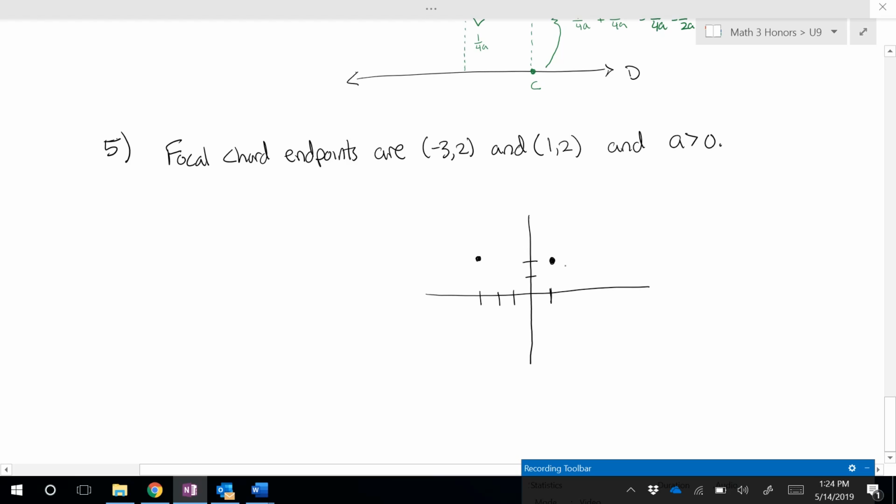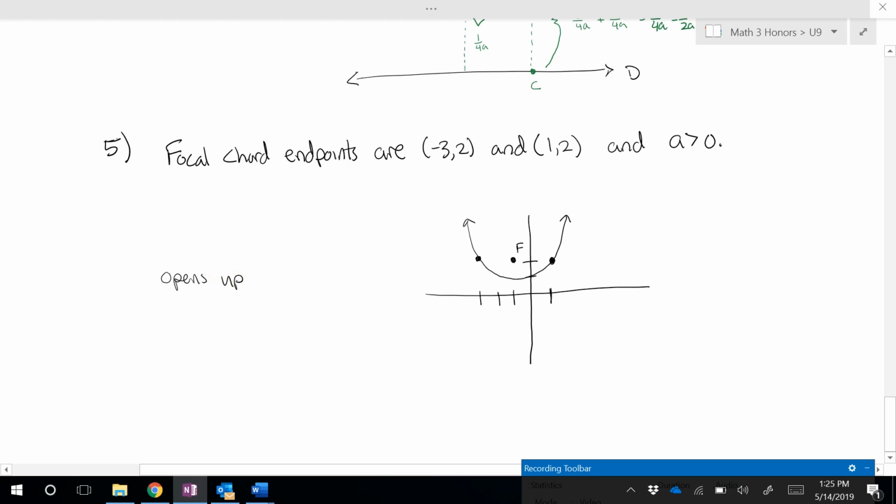And a is positive. So if you have your two focal chord endpoints, what else do you know for sure? The focus is right in between, right? Where's the focus going to be? So there's our, I'll label with an F, there's our focus. Which way is this parabola opening? Up? Okay. So I know one of the three things I need. It opens up.